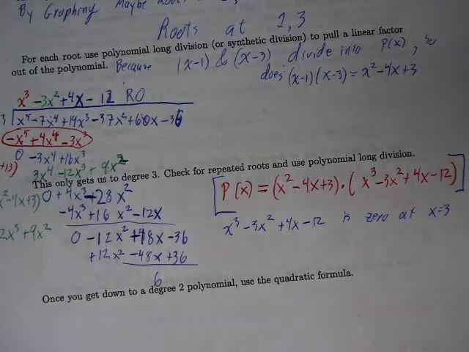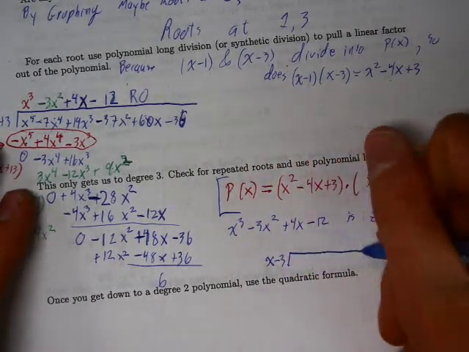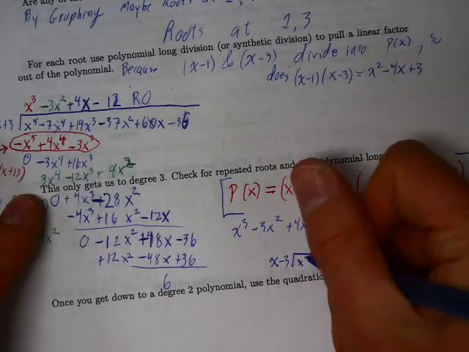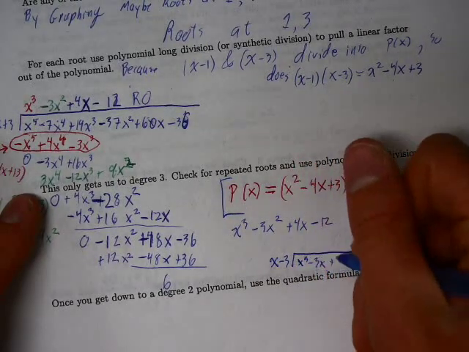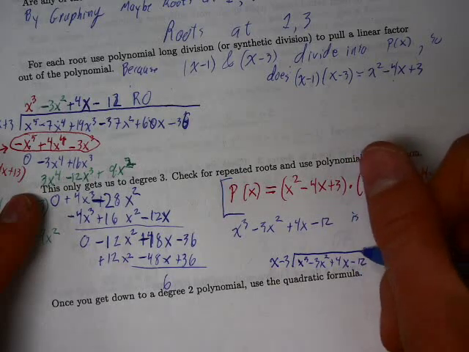So that means it has a factor, right? What factor does it have to have? x minus 3? So let's use that. So let's compute how x minus 3 divides into x cubed minus 3x squared plus 4x minus 12.